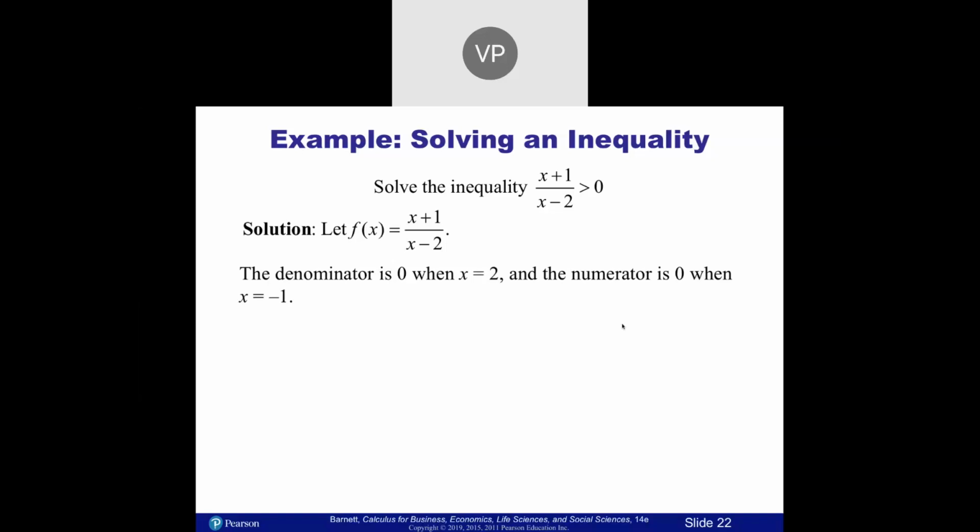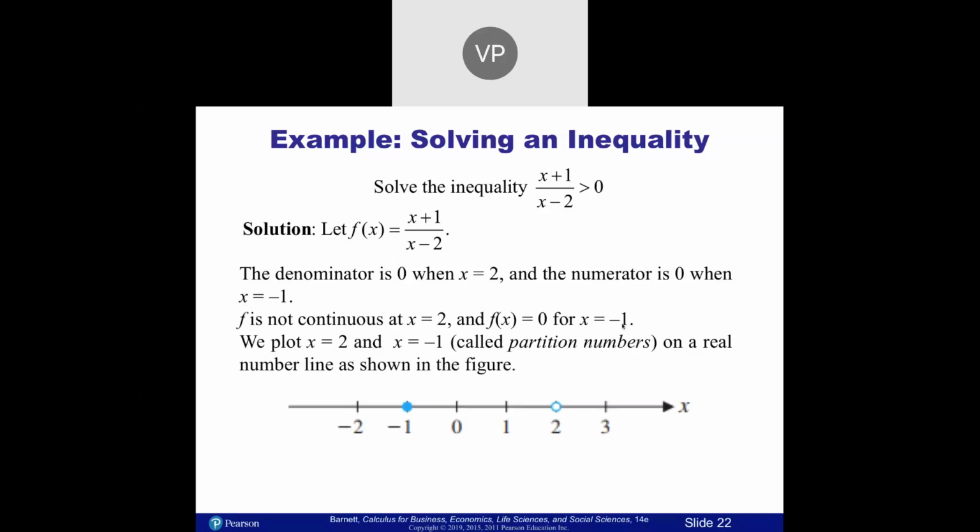And you see it's 0 when x equals negative 1. Okay, so our conclusion is x equals 2 is not in the domain, so it's not continuous there. But also, we have an x-intercept at negative 1. That's our one place that makes the fraction 0.